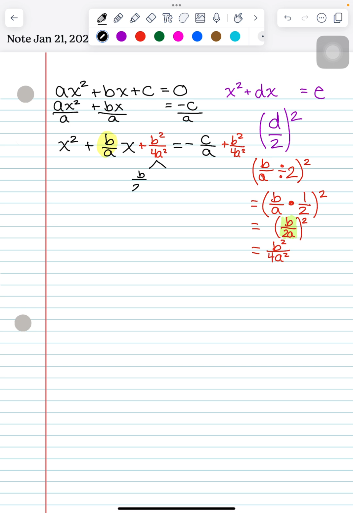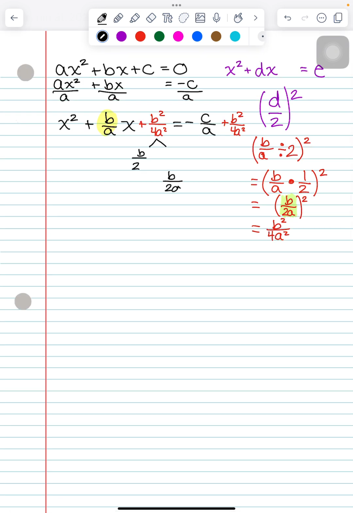And, of course, b over 2a, because it's always the same number. Oh, why did it all of a sudden move? Weird. Let's move that back to where it belongs.